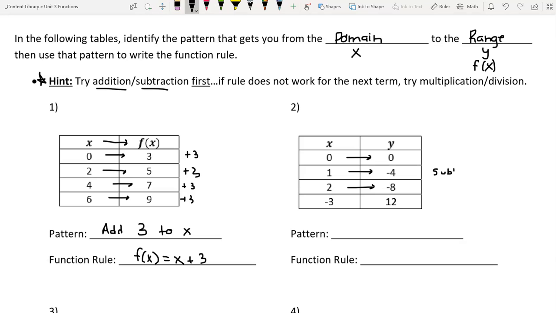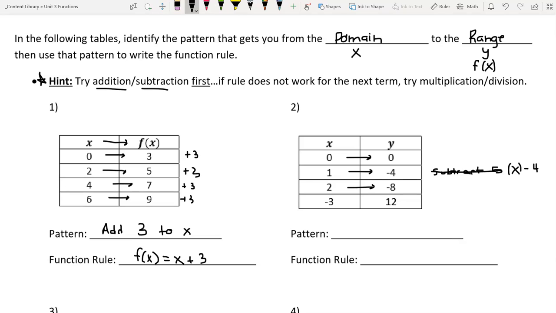But let's just write this. If I subtract 5, does that work here? Is 0 minus 5 0? No, it's not. So this does not work. That's why I'm saying start at subtraction and addition. If it doesn't work, go back and try something else using multiplying and dividing. So how would I get from x to y, 1 to negative 4, using multiplication or division? Well, since it got bigger, probably multiplying by negative 4, okay?